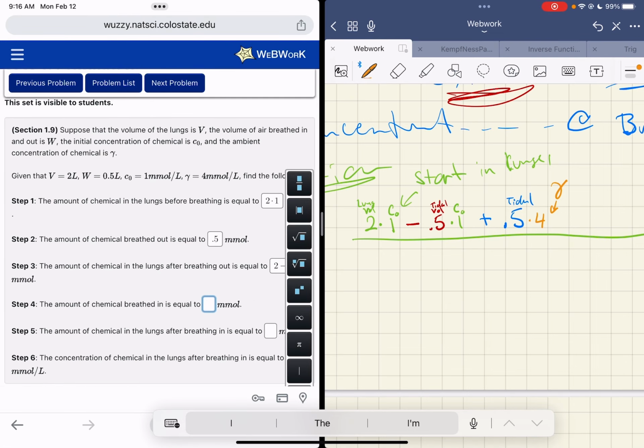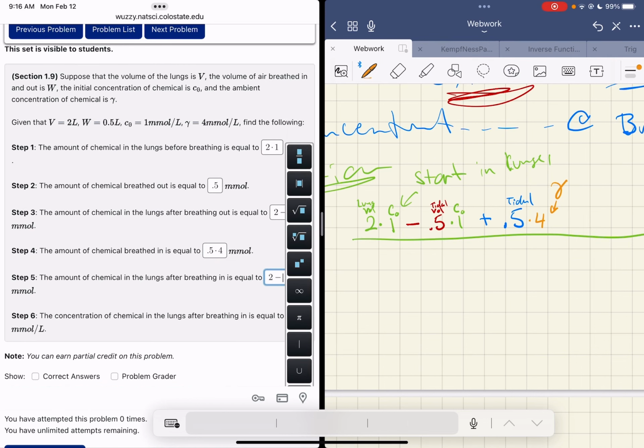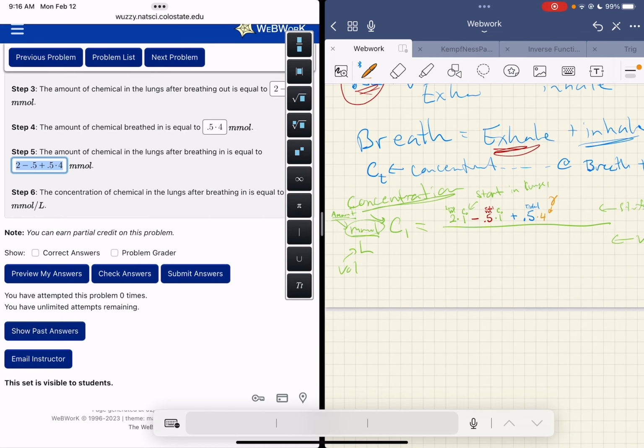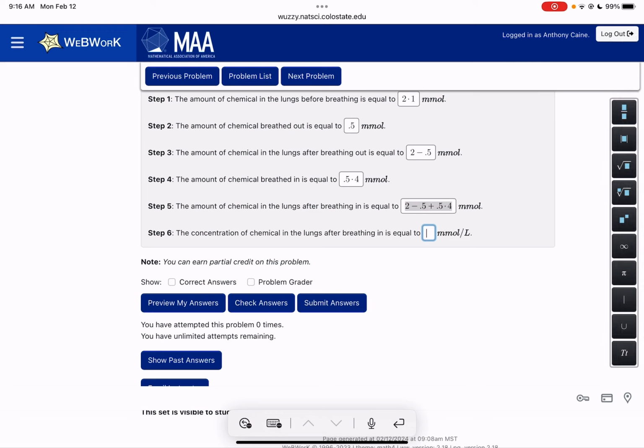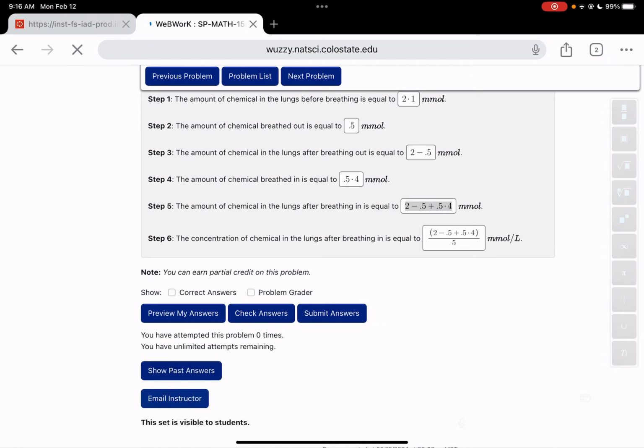So now I inhale a half a liter, but the source of that air has 4 millimoles per liter. The amount of chemical in the lungs after breathing in is equal to, well, the amount I started with minus the amount that I exhaled plus the amount that I inhaled. Okay. And now the new concentration in the lungs, here's the amount of stuff. If I divide by the 5 liters of my lungs, I'll get the new concentration. So I need to move this over so I have room. So there's the amount of stuff divided by 5, submit.